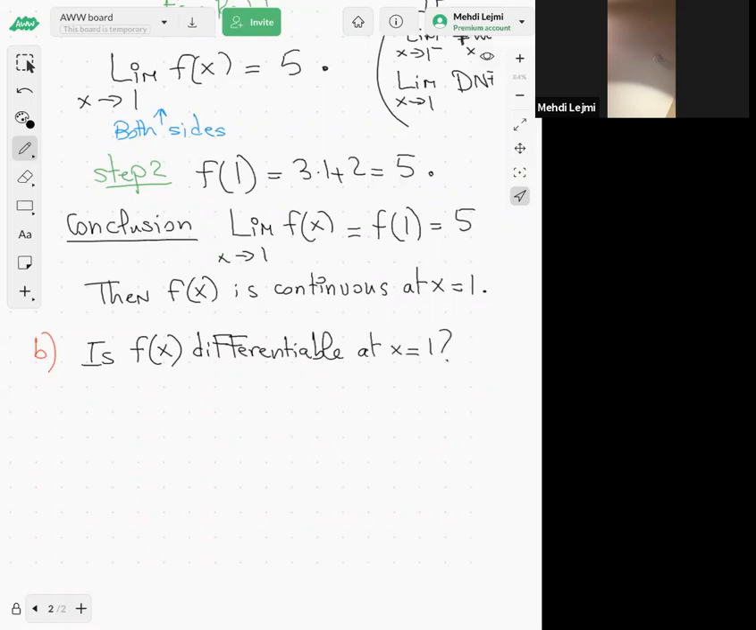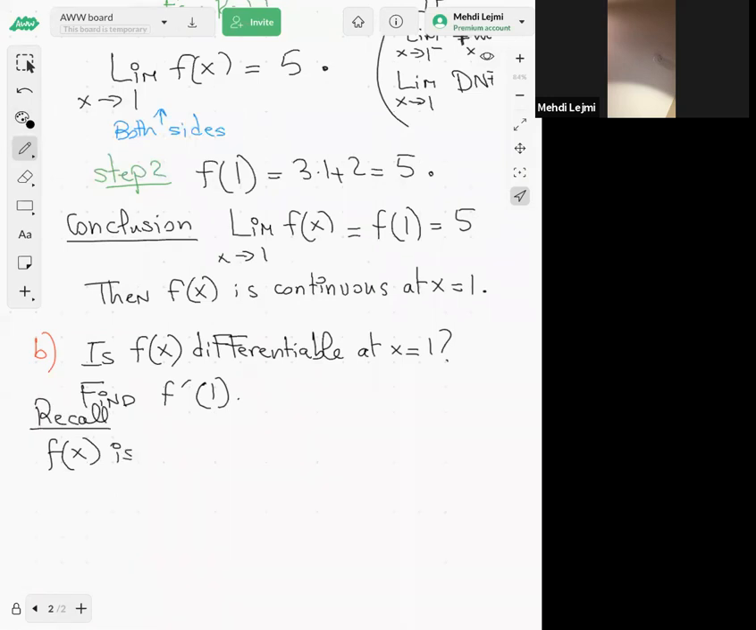Okay, and you have to find or determine f prime of 1. Okay, so let me just remind you the definition of differentiability.